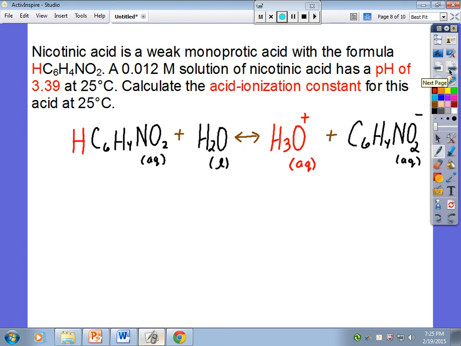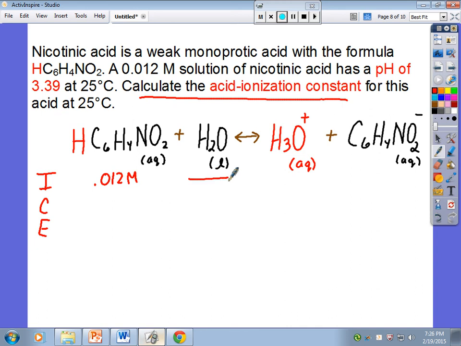And I ask myself, is this a weak acid? Yes. Is there a Ka? No. Well, wait, what am I finding? Oh, they want me to find the Ka. Okay, well, how do we do this? Whenever you have a weak acid, it's an ICE problem. So what do you have? 0.012 molar. Okay, we're going to ignore water. It's a liquid. We ignore it in equilibrium. This is 0 and this is 0. This is going down by x, and this is going up by x, and this is going up by x. Water doesn't matter. It's not part of the equilibrium.